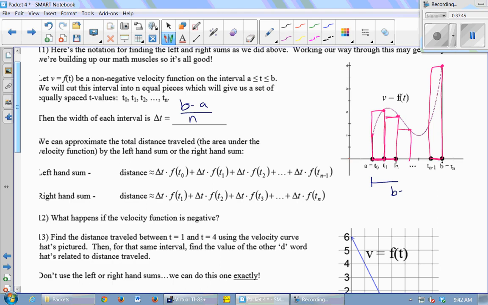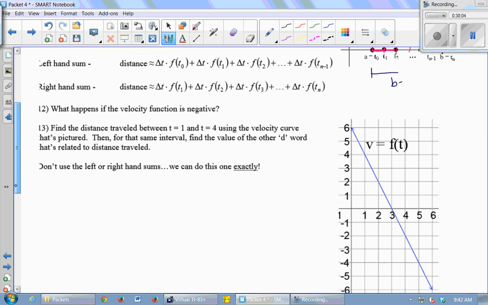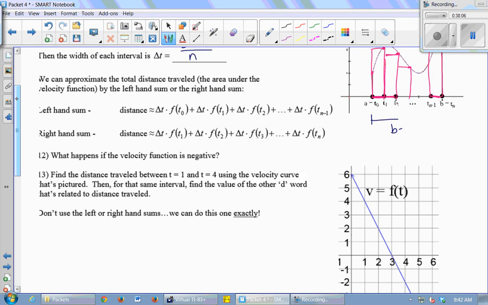So when I use a right-hand sum, my first rectangle has height f of t1, and then f of t2, f of t3, all the way up to f of tn, because that last rectangle is going to use b, or t sub n, to get the height. So these are the formulas for the left-hand sum and the right-hand sum. You don't need to memorize them, because we found left-hand sums and right-hand sums all class without knowing these formulas. But understanding what this notation means will be important as we continue to develop finding area under the curve.